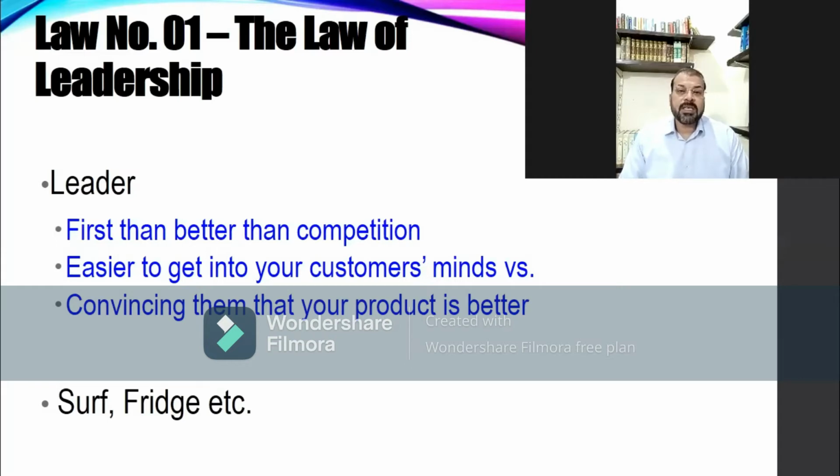And then convincing customers that your product is better is a difficult job, instead of coming with the first product. This also gives multiple other benefits. Like I have mentioned the example of Surf. You know that Surf was one of the first detergents that entered the Pakistani market. So now people have named it as the category.